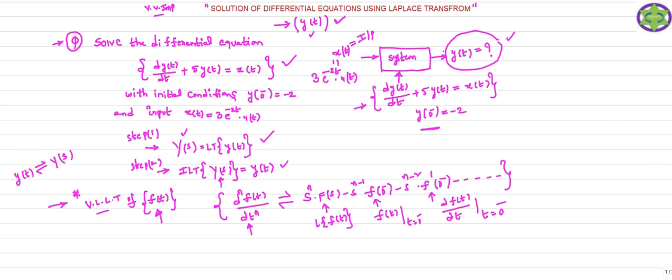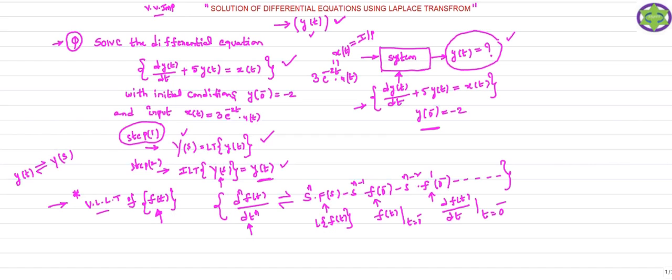Now how can you find out the response of the system? You just follow two steps. Step number one is you find capital Y of s. Step number two is, after finding Y of s, you expand Y of s using the partial fraction expansion method, and find the inverse Laplace transform of Y of s, so that we get the response of the system small y of t. You just follow these two steps for finding the response of the system.